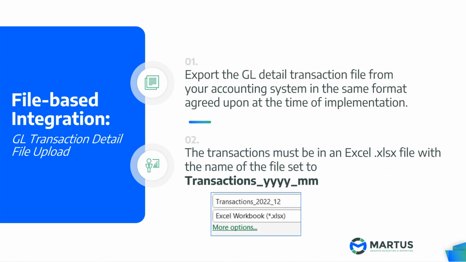You will first export the GL detail from your accounting system in the format agreed upon at the time of implementation. Next, you must save this file in an Excel XLSX format with the name of the file set to transactions_4-digit year_2-digit month.